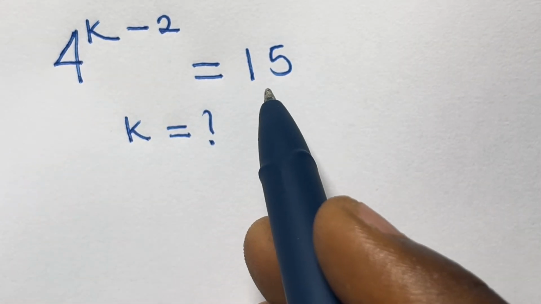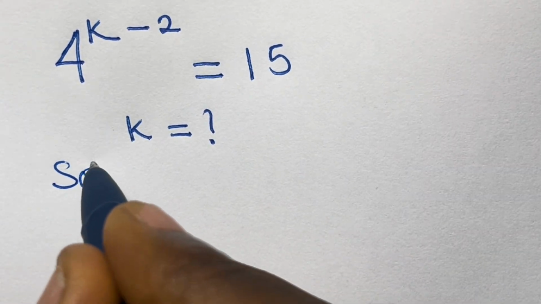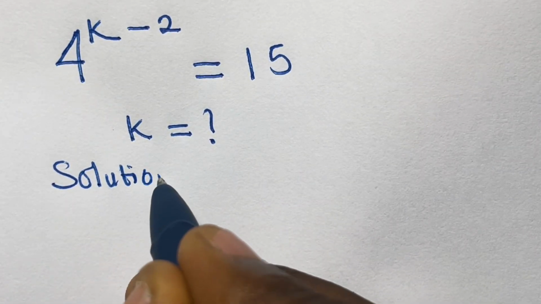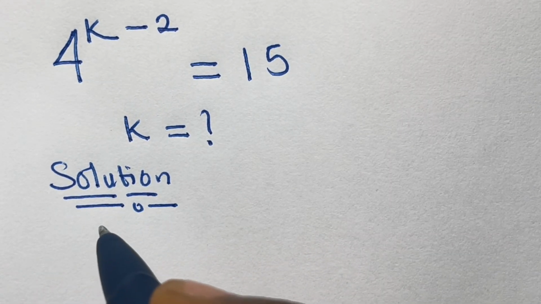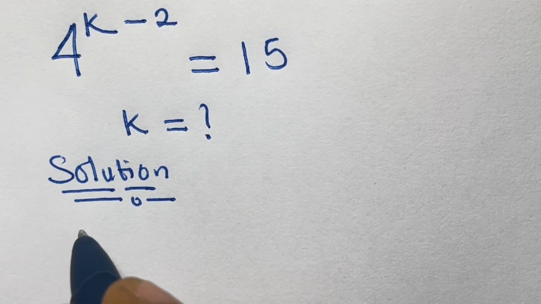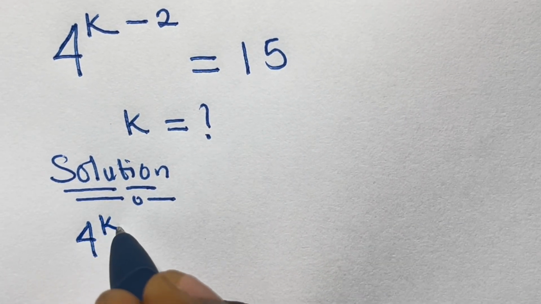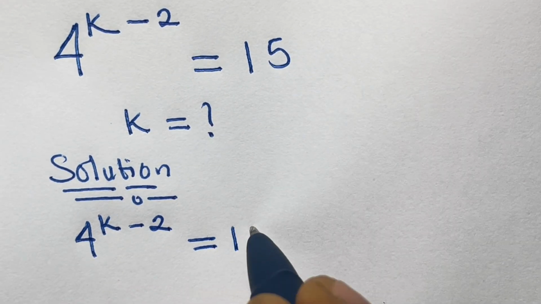We want to solve for k in 4 raised to power k minus 2 equals 15. So that's just a solution. But before I move on, guys, do you think you can solve this before I do? All right, let's say we have 4 raised to power k minus 2 equals 15.